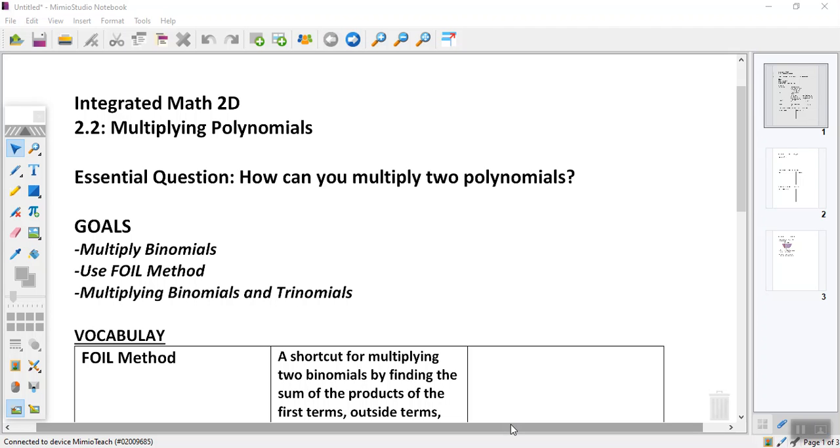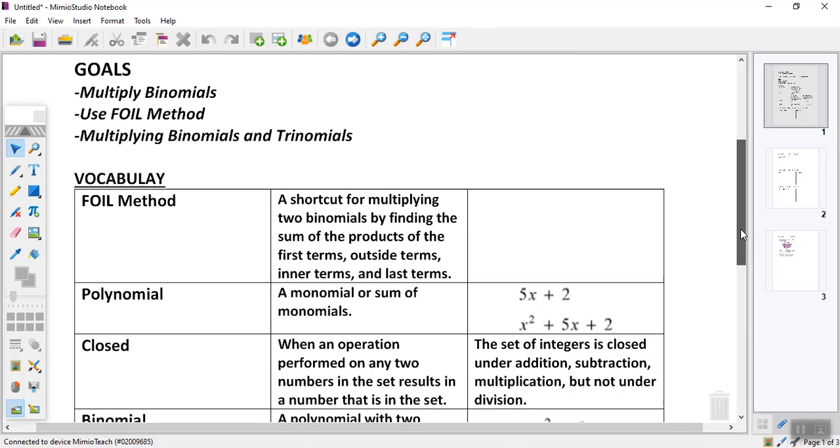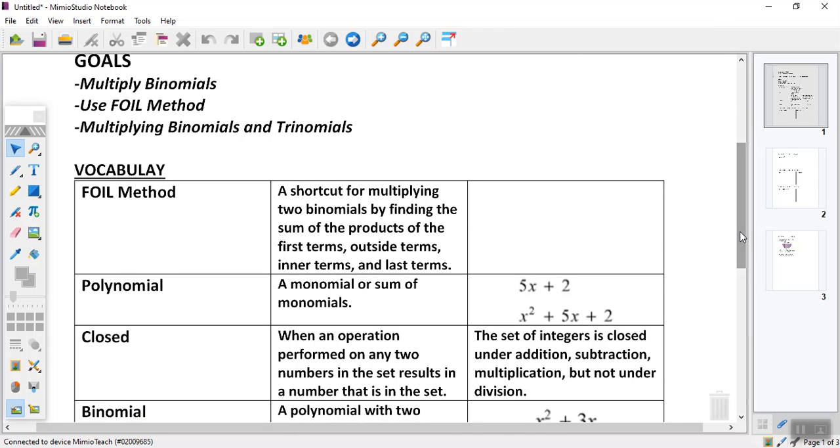Today's title is multiplying polynomials. And the question we want to ask ourselves is, how do you do that? How can you multiply two polynomials together? All right. Goals are pretty straightforward, kids. We're going to multiply binomials. Kids, how many terms do binomials have again?